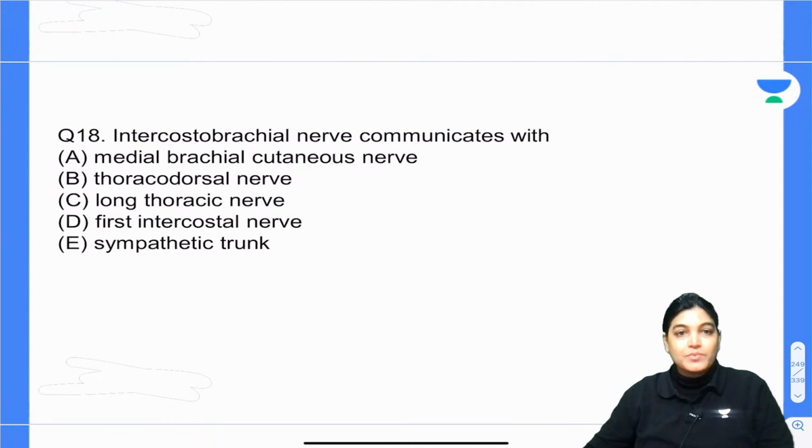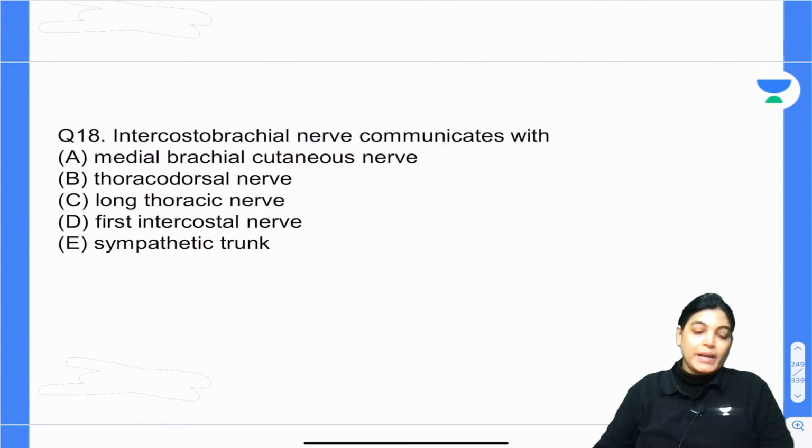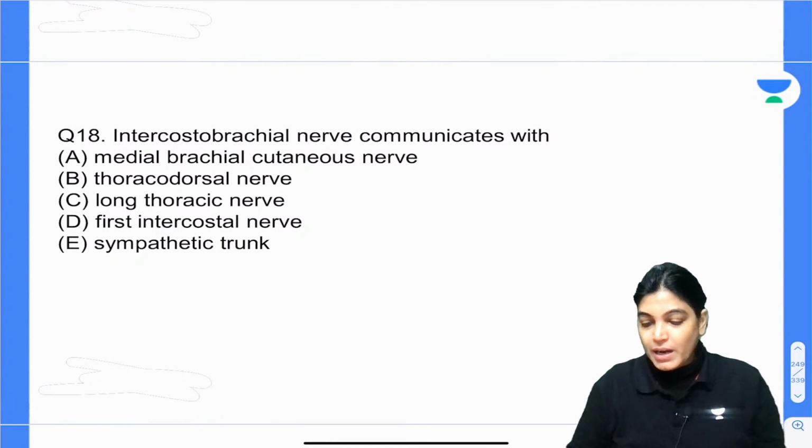Intercostobrachial nerve communicates with medial brachial cutaneous nerve, thoracodorsal nerve, long thoracic nerve, first intercostal nerve or sympathetic trunk. Question number 18, we have five options and you have to give me the right answer. Intercostobrachial nerve communicates with. It is important that you should know what the intercostobrachial nerve is firstly, then you have to know its communication. So five options are there, mark the correct answer.